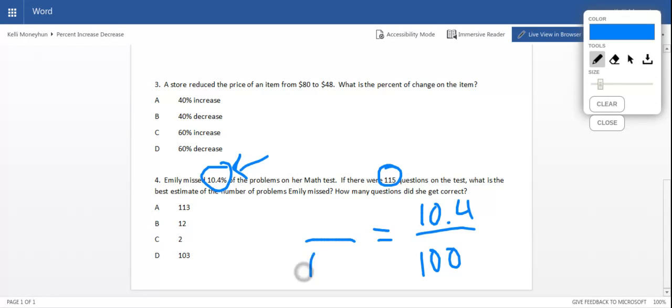Okay, so the total is going to go on the bottom, and then whatever she missed is going to go on top because that's the part. Okay, I'm not going to fill that in for you. Challenge yourself. I think that you can do it because y'all are super smart. Okay, so part over total, and then cross multiply and divide to solve the proportion.